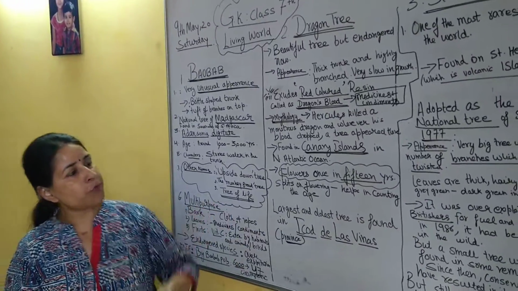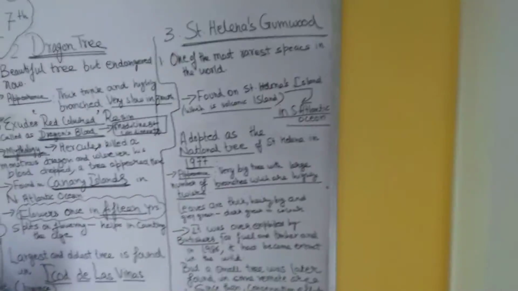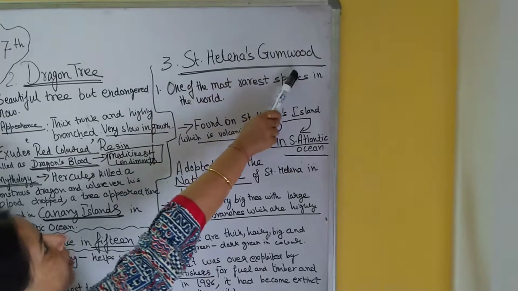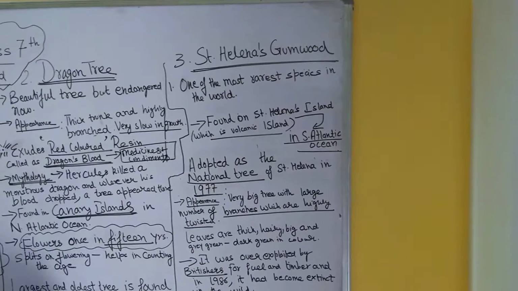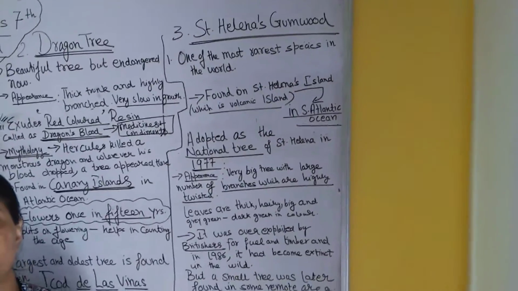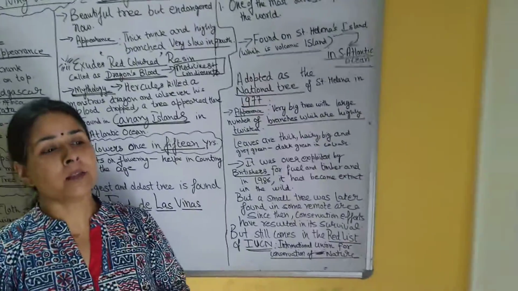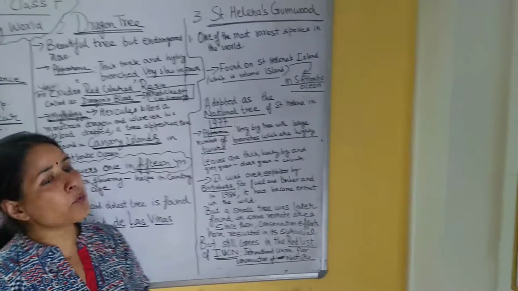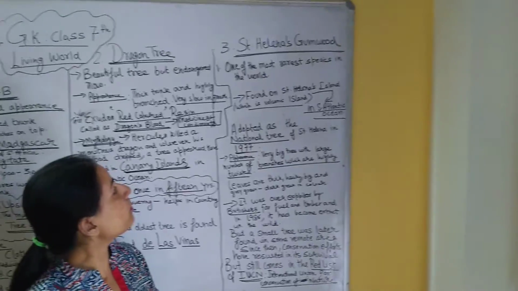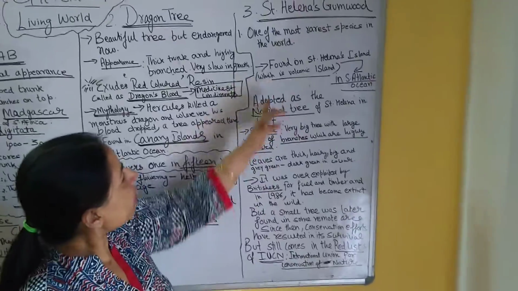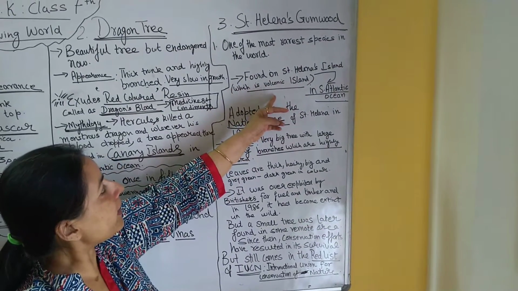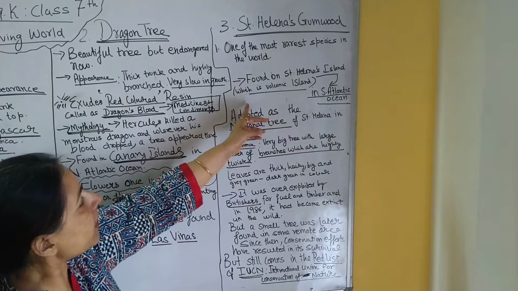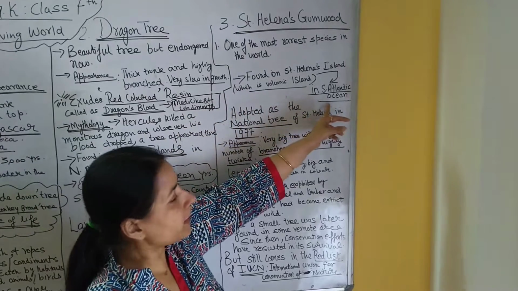Now we will move further to the third tree species, which is St. Helena's gumwood. It is one of the rarest species in the world. If we talk about plants, then St. Helena's gumwood is the rarest of all the plant species. It is found on St. Helena's Island, which is a volcanic island, and these islands are present in the South Atlantic Ocean.